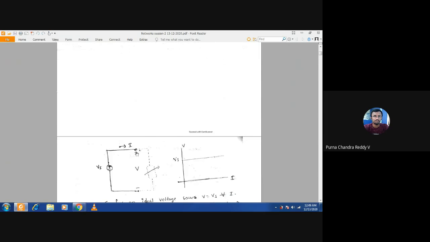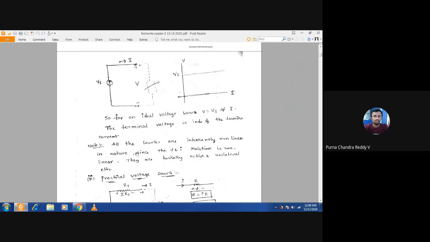We'll see the independent ideal voltage source. I told you already last week, ideal means no resistance. Whatever input voltage we are getting, we get the same voltage as output. There is no voltage drop between input and output. Those kinds of voltage sources are the independent ideal voltage sources. That is what is shown here.